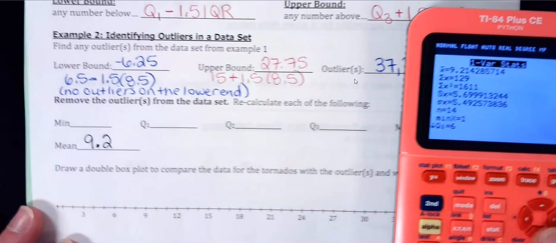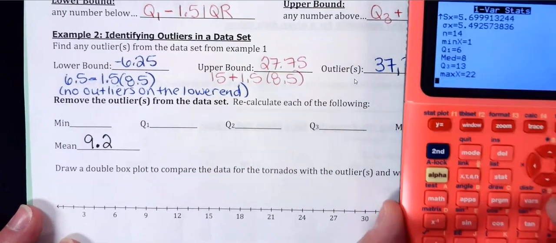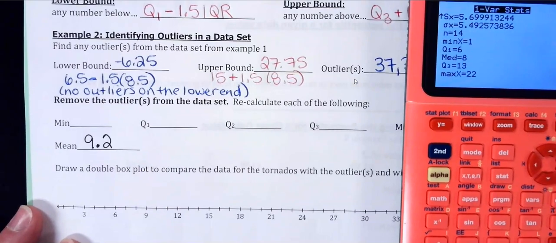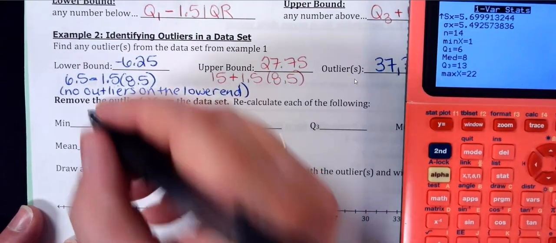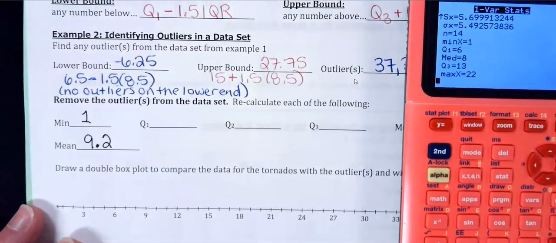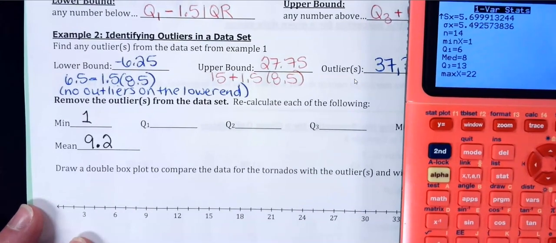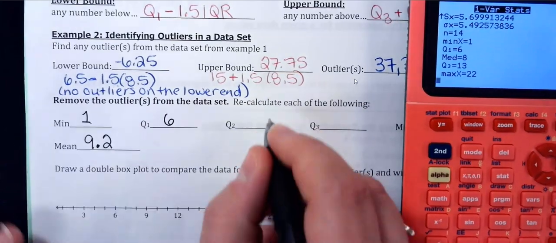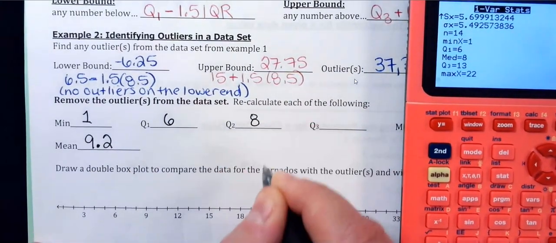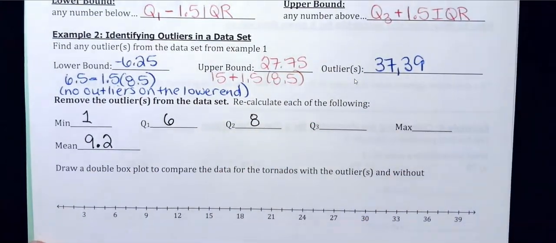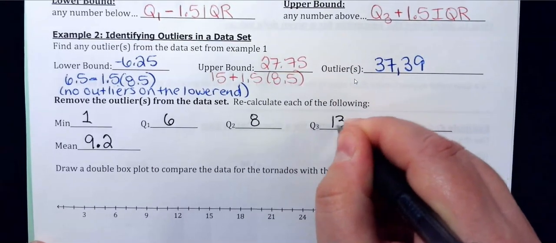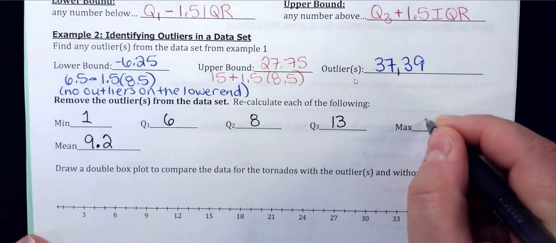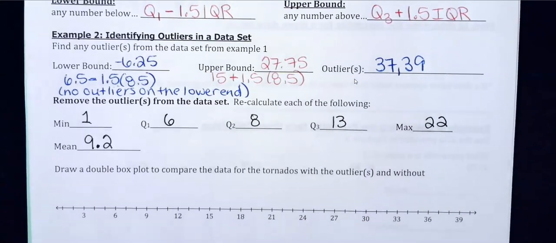And then to go down to the bottom, the very last 5 things should be your 5-number summary. So the minimum is still 1 because we didn't have any outliers on the lower end. But now our first quartile is just 6. Our median is also different. Our median is 8. Our Q3 is 13. And now the maximum, once we remove those outliers, is 22.